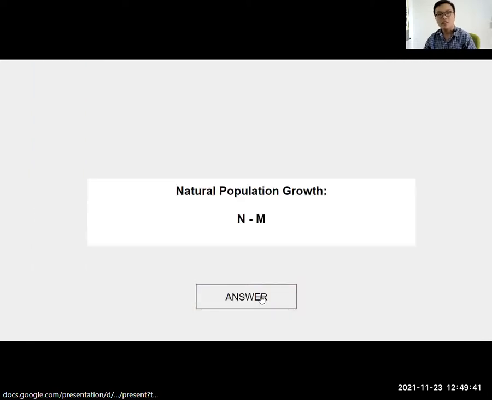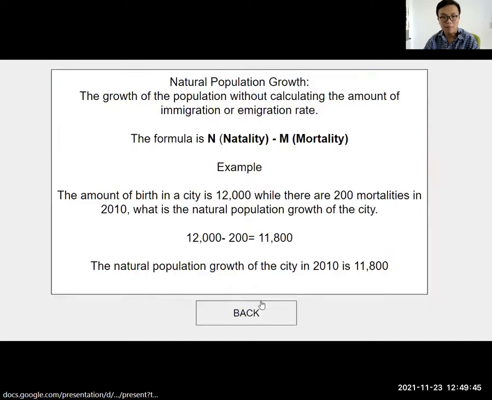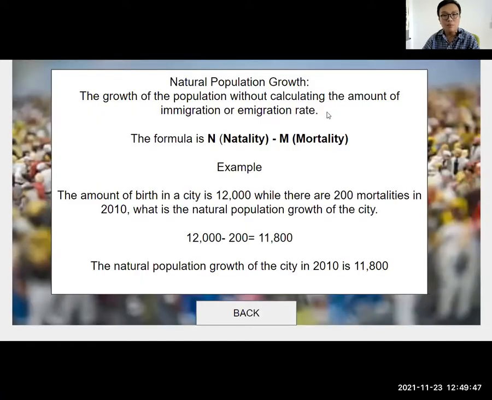Right. Next formula is the natural population growth, N minus M. So natural population growth is the growth of population without calculating the amount of immigration or emigration. The formula is natality, which is birth, minus mortality, death. For example, the amount of births in the city is 12,000, while there are 200 deaths in 2,000 mortalities. What is the natural population growth of the city?